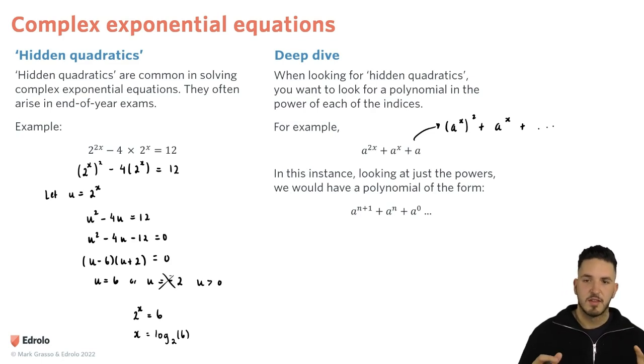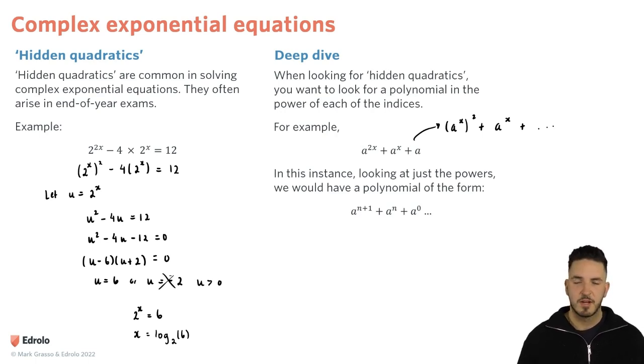So the key thing with hidden quadratics is to look for that power, rewrite it in quadratic form, and then use substitution to help you solve that quadratic, remembering that the solution has to be greater than 0. The reason being that when you take the log of a negative value, it's undefined, it doesn't exist. So it always has to be positive.